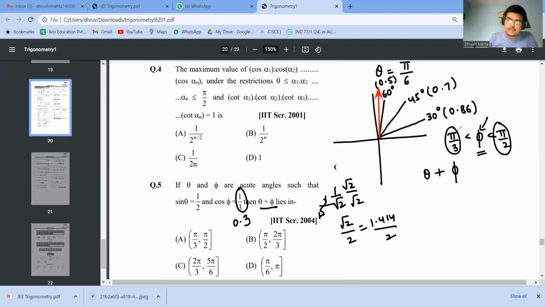When you add theta to it, theta is pi by 6. So we just have to add pi by 6 now on both sides. So we will get pi by 3 plus pi by 6, that is 60 plus 30, so this is pi by 2, and this is like 90 plus 30, 120, that is 2 pi by 3. So between pi by 2 and 2 pi by 3. Yeah, B will be correct.